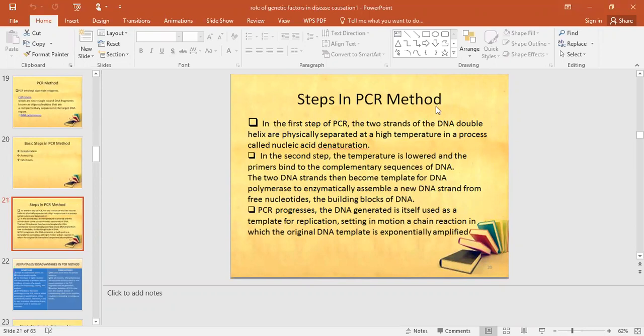Steps in the PCR method. In the first step, the two strands of the DNA double helix are physically separated at a high temperature in a process called nucleic acid denaturation. In the second step, the temperature is lowered and the primers bind to the complementary sequences of DNA. The two DNA strands then become templates for DNA polymerase to enzymatically assemble a new DNA strand from free nucleotides, the building blocks of DNA. As PCR progresses, the DNA generated is itself used as a template for replication, setting in motion a chain reaction in which the original DNA template is exponentially amplified.